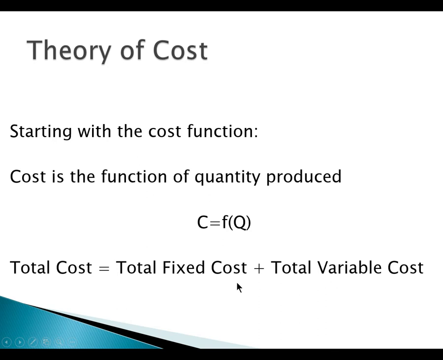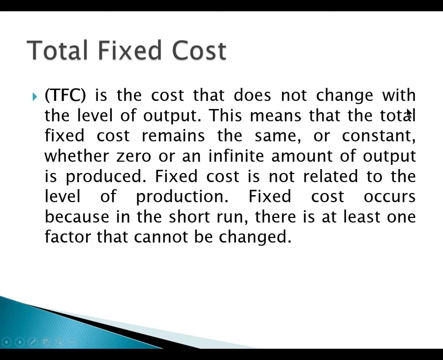Now in detail, the total fixed cost is that kind of cost which does not change with the level of output. It means that the total fixed cost remains the same, constant, whether there is zero or an infinite amount of output. It means that this kind of cost is not related to the amount of output. Now if you are thinking, if we are producing an amount of output, how can this cost not change?